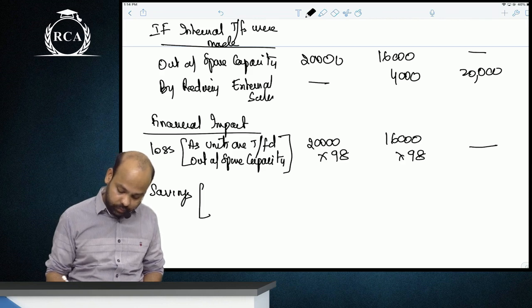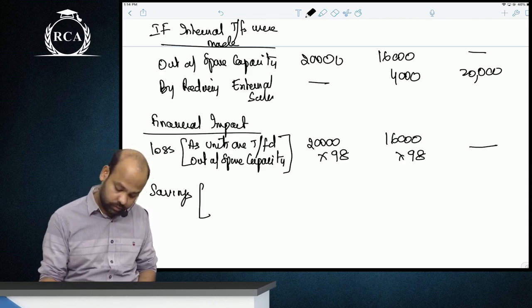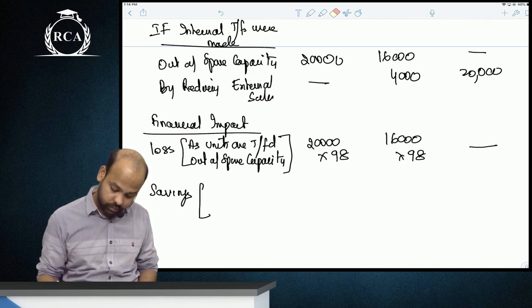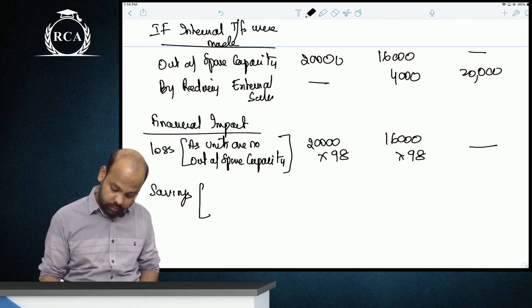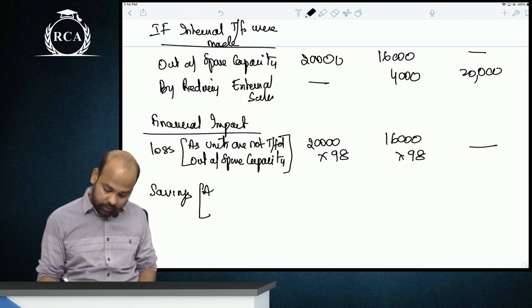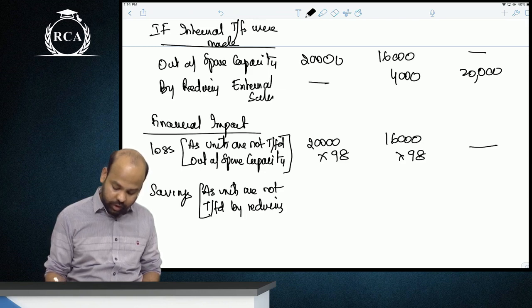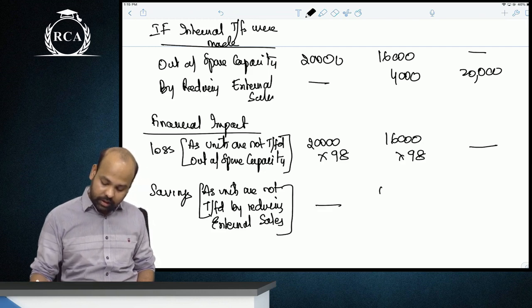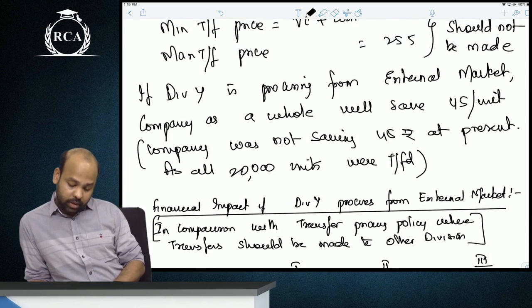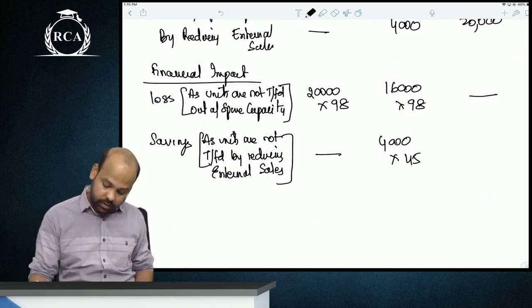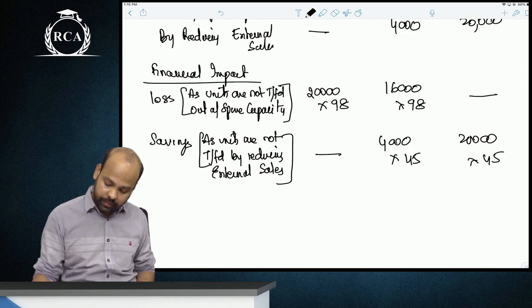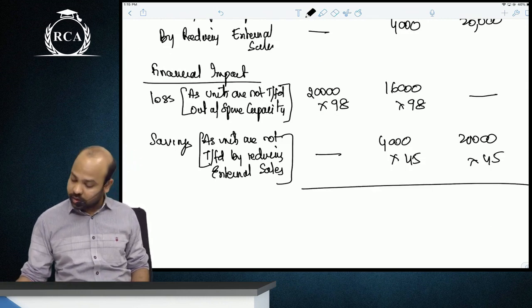Savings: here units are not transferred by reducing external sales. So what is the amount that we are saving, guys? This is the right thing that should have been done. 4,000 into per unit 45 rupees. Here on the entire 20,000 units, 45. So if you see guys, in the first case there is a loss.